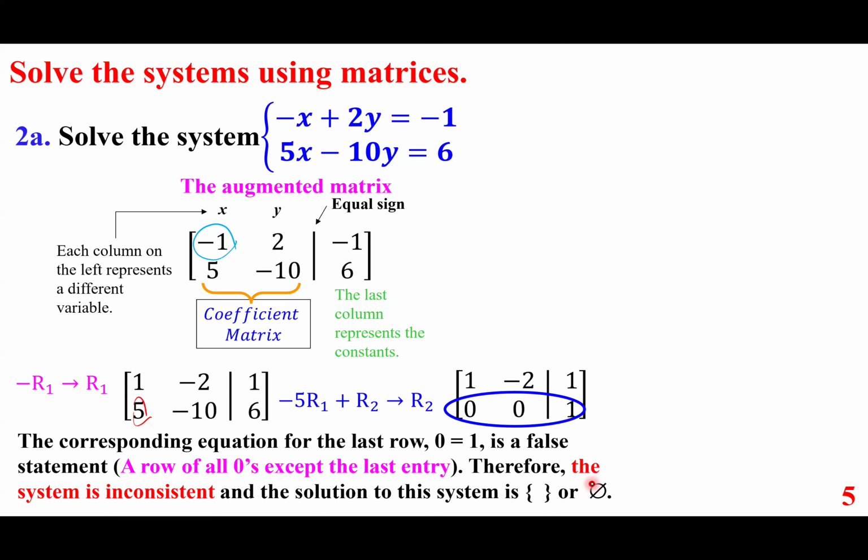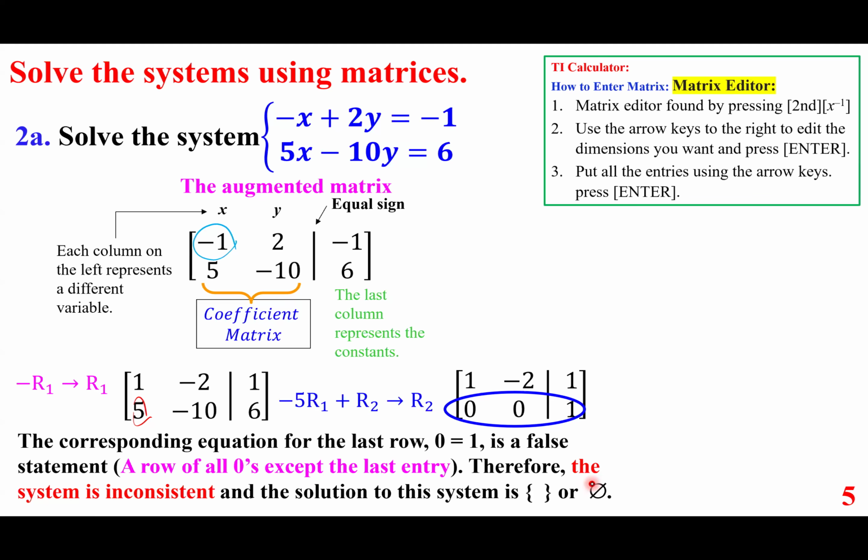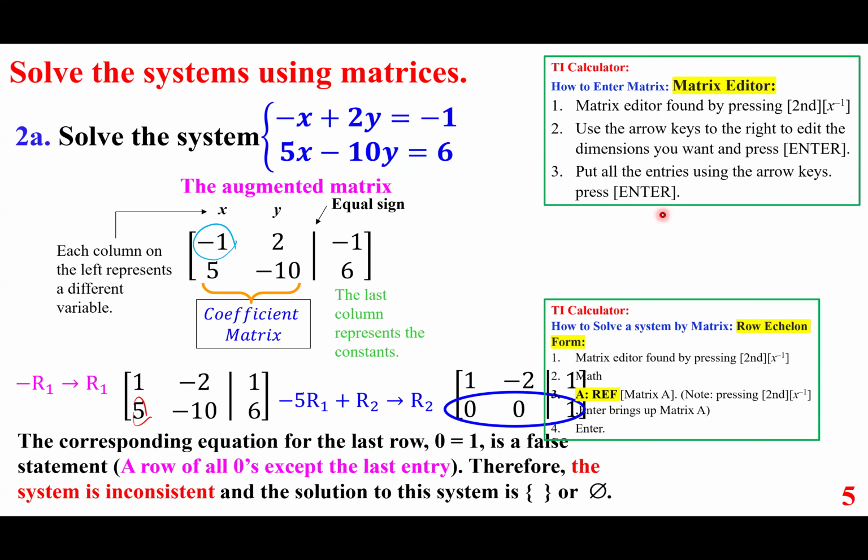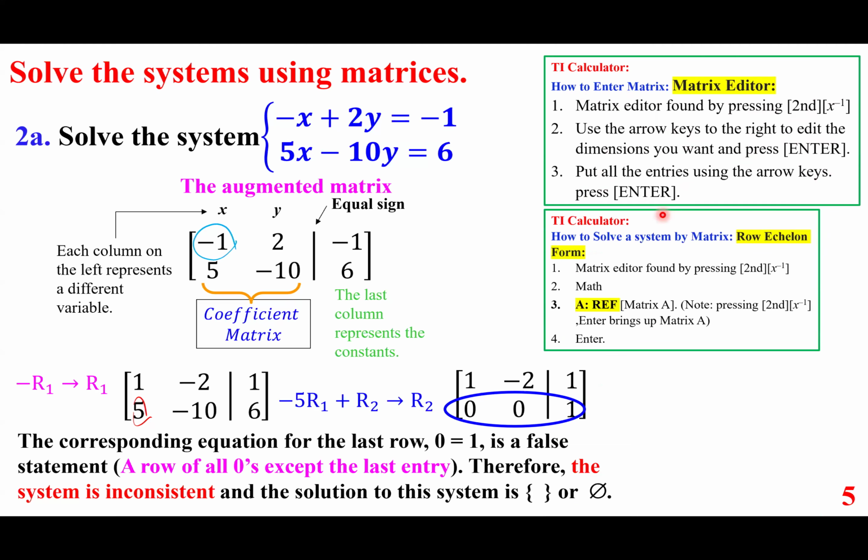We're done. I want to show you how the graphing calculator can do the job, for example, a TI calculator. You go to matrix editor. Matrix editor is found by pressing second and x to the power of -1. Use the arrow keys to the right to edit the dimension you want and press enter. Put in all the entries using the arrow keys, press enter. Okay. And then how to solve a system, I'm going to go to that in a moment.